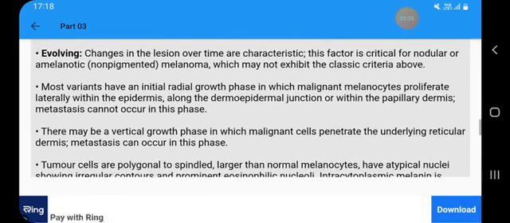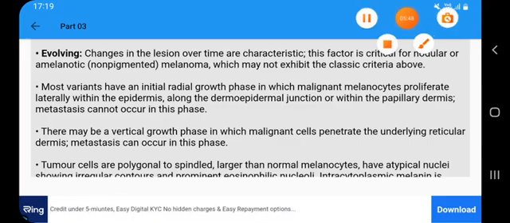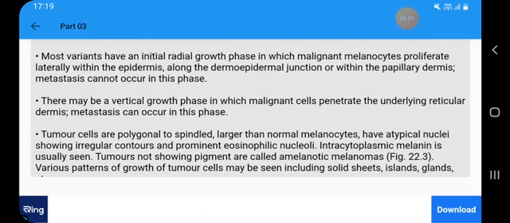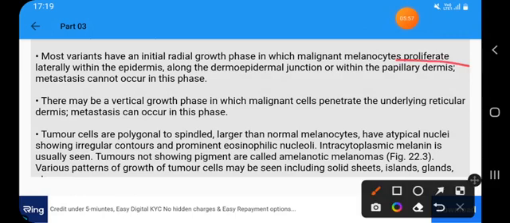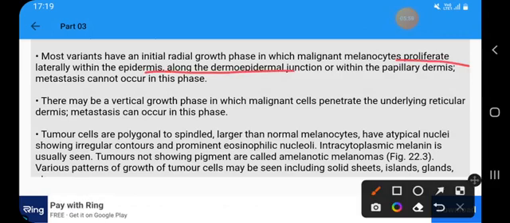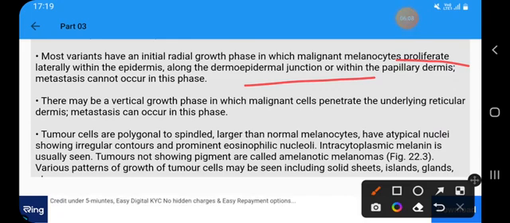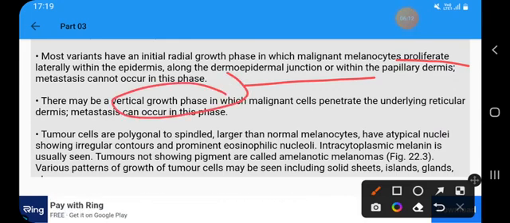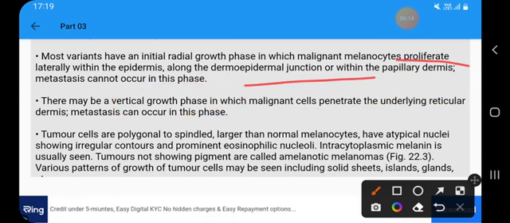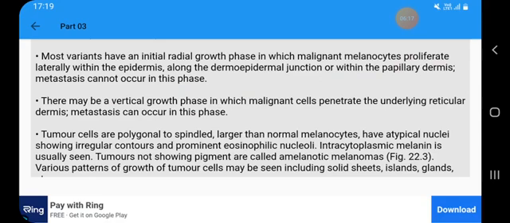Evolving: changes in the lesion over time are characteristic. This factor is critical for nodular or non-pigmented melanoma, which may not exhibit the classical criteria. Most variants have an initial radial growth phase in which malignant melanocytes proliferate laterally within the dermis, along the dermo-epidermal junction or within the papillary dermis. Metastasis cannot occur in this phase. There may be a vertical growth phase in which malignant cells penetrate the underlying reticular dermis. Metastasis can occur in this phase.